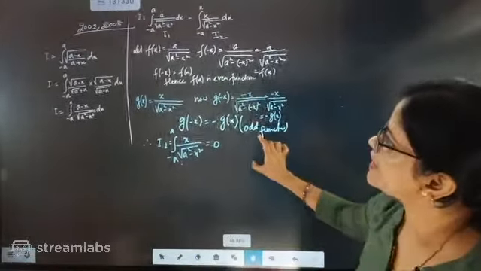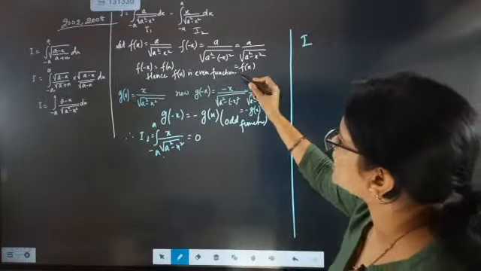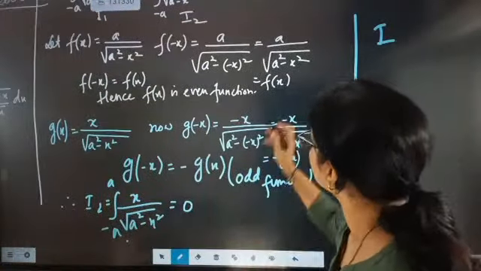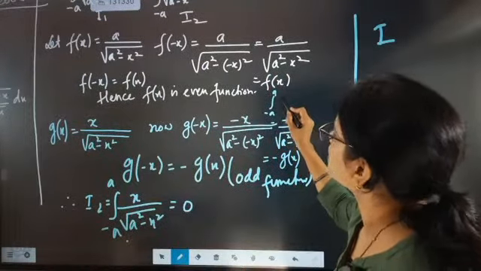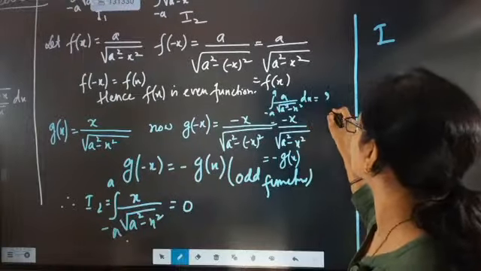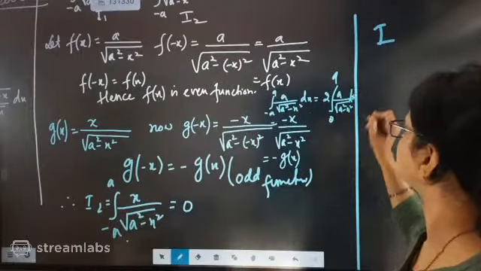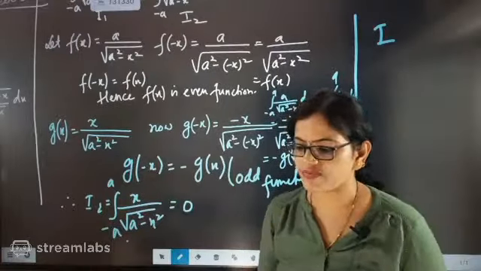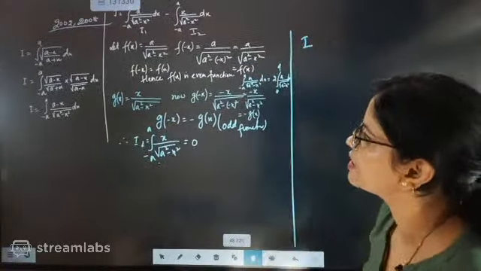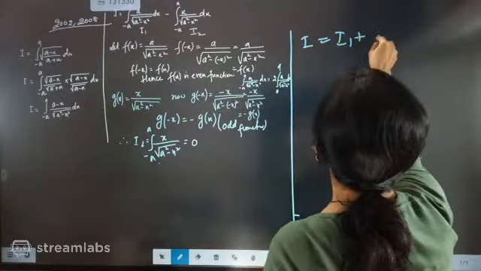Now let us solve I1, because it is an even function. One thing I should add here, which I have not added, is that the integral from minus a to a of a by root under a square minus x square dx will become twice the integral from 0 to a of a by root under a square minus x square dx. Fine. So I just write this one time so that the work will become over. We need not regret that we have left one step ahead. We were very near and we left it. That is the stupidity done. So I1 plus I2 is there.